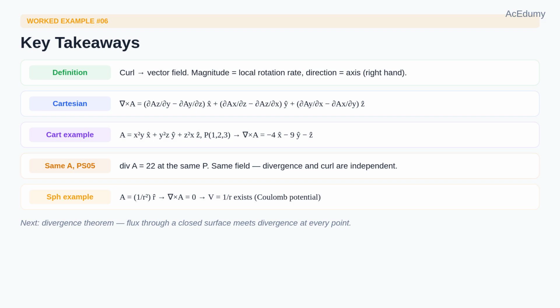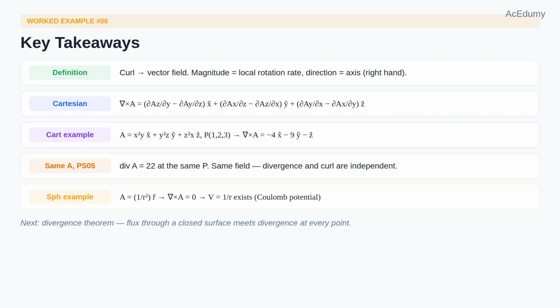The formulas come from a determinant. In Cartesian, x hat times partial A z over y minus partial A y over z, plus the cyclic permutations. In cylindrical and spherical, the same determinant template includes the length factors h rho, h phi, h z divided out front and inside the rows.